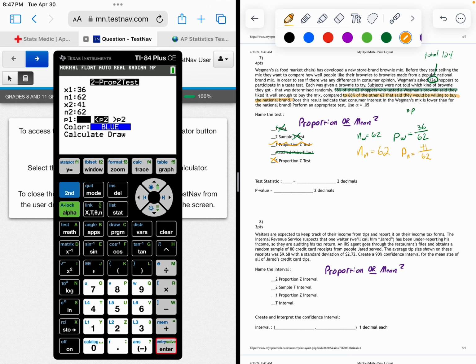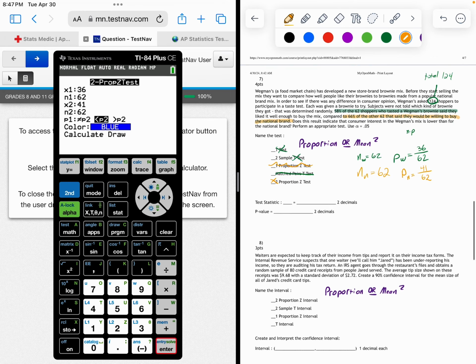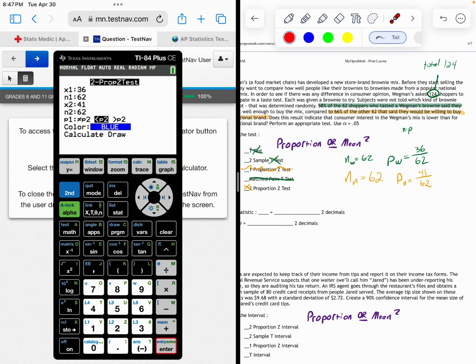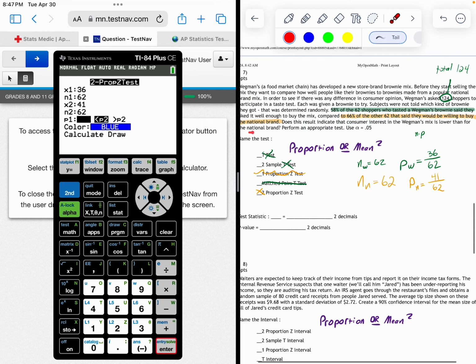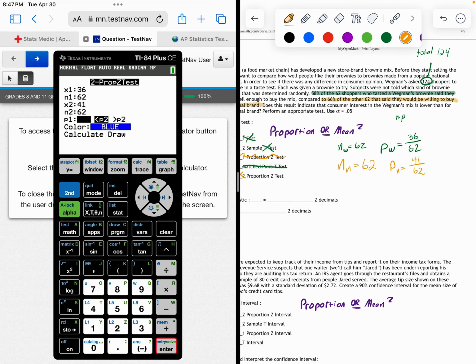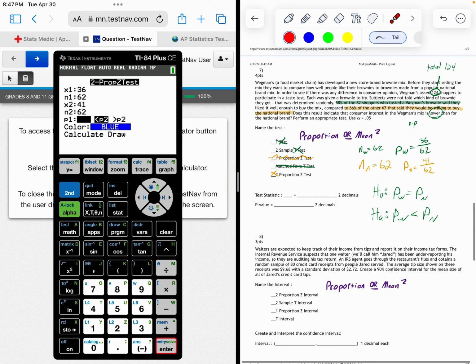All right, now is this a less than, not equal to, what are we doing here? Oh, here we go. We've got to read. Does this result indicate the consumer interest in Wegmans mix is lower than the national brand? So the null is that the Wegmans proportion equals the proportion for the national brand. The alternative would be that Wegmans is lower, less than the national brand, which just seems logical because this is lower than this.